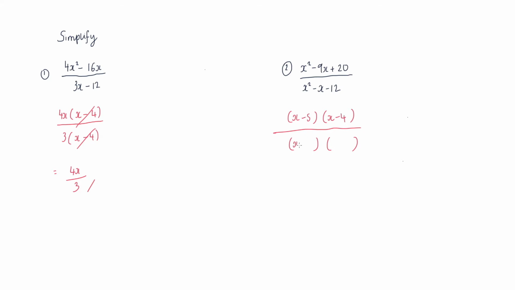And then on the bottom, I'm going to put x and x. I want two numbers that multiply to give me minus 12 and add to give me minus 1. So that's just going to be minus 4 and plus 3. So that's me factorizing it. Now to simplify it again, we see x minus 4 in common, x minus 4 in common. So then I'm just left with x minus 5 over x plus 3.